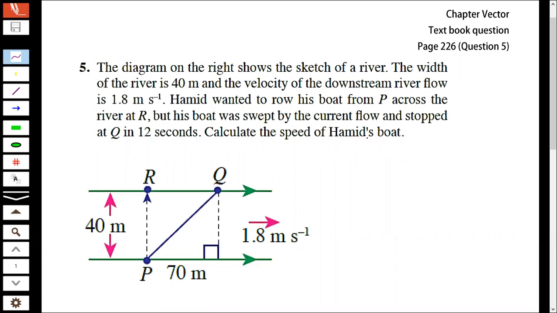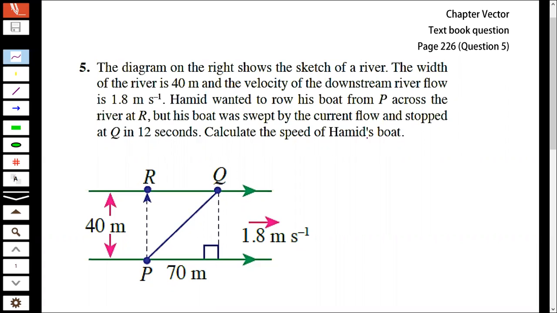In this video, I would like to explain a question from the chapter Vector. This is your textbook question, Form 4 textbook 2020, page 2 to 6, question number 5. Okay, guys, let us move on to the question.